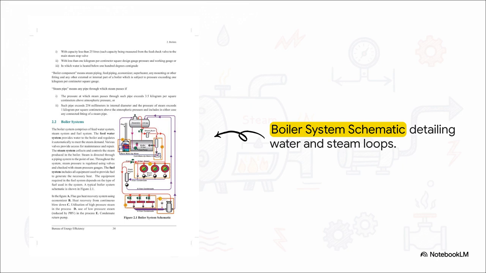Next, in red, we've got the steam system itself. This collects and controls the high-pressure steam we just produced and directs it right through piping to exactly where it's needed in the plant. And finally, you have the fuel system. That's what provides the raw energy to generate that necessary heat in the first place. It's just a continuous, dynamic loop transferring heat from the burning fuel directly into the water.